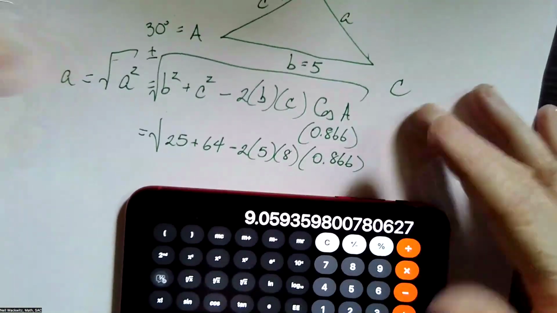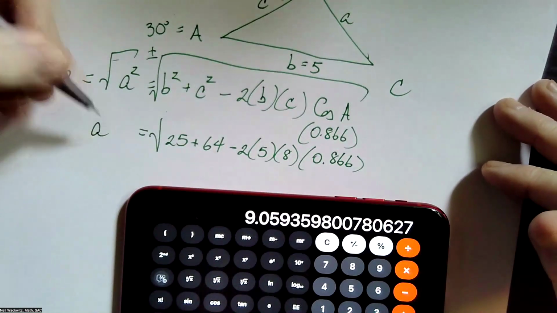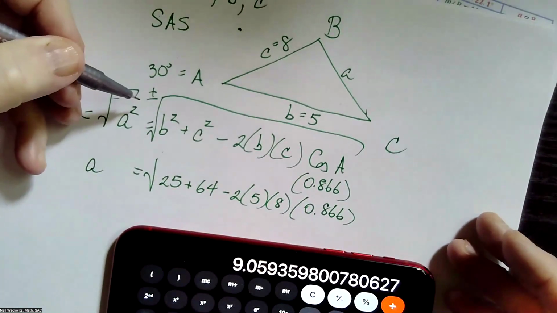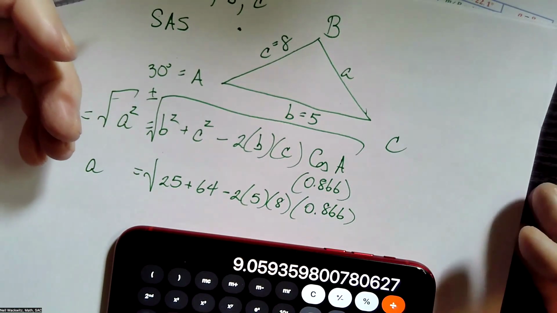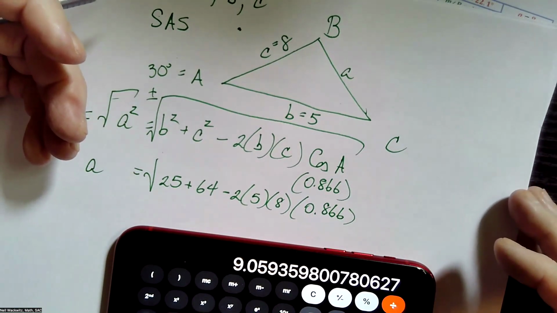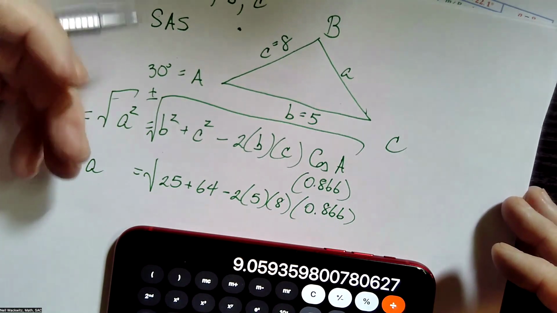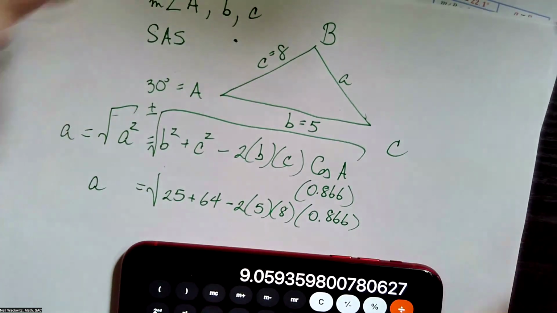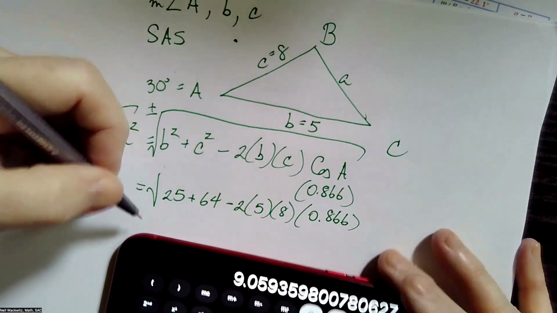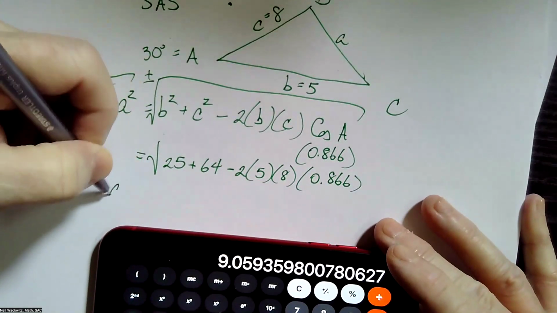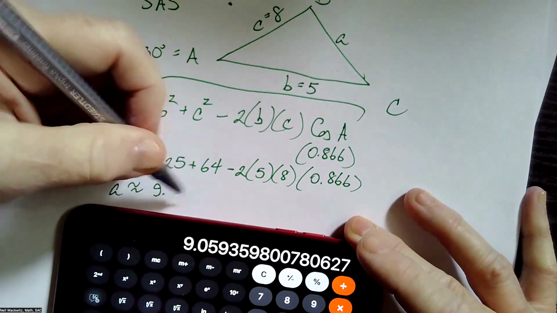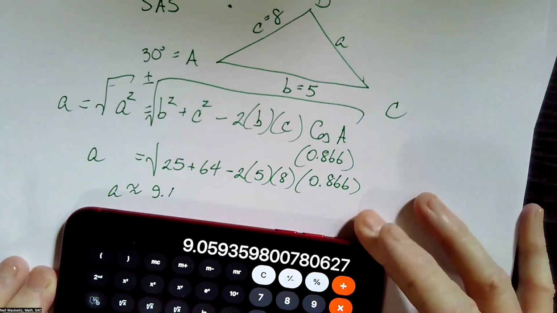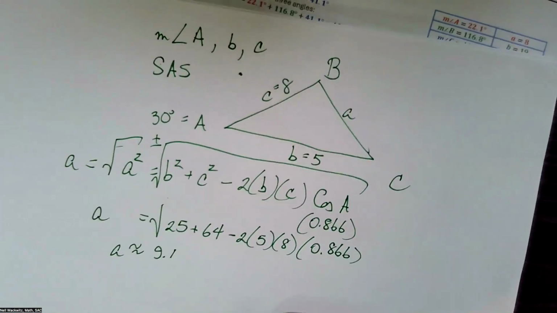So I know that little a, well, do I need the plus or minus on this square root? No. This time? Tell me why not. Because measures can't be negative. That's right. Only directions. Very good. So we get that side A is approximately 9.1.